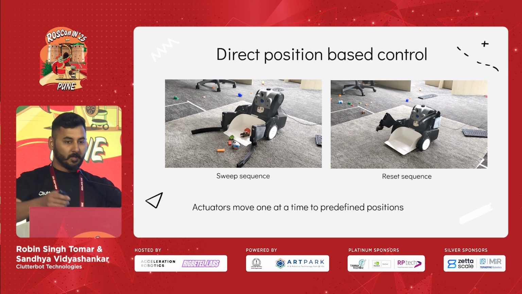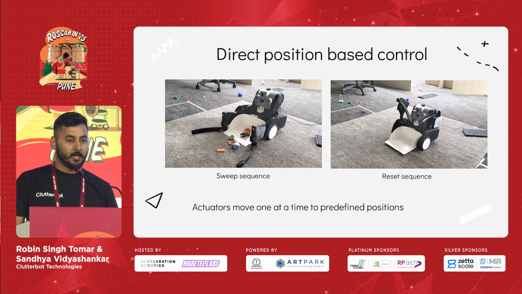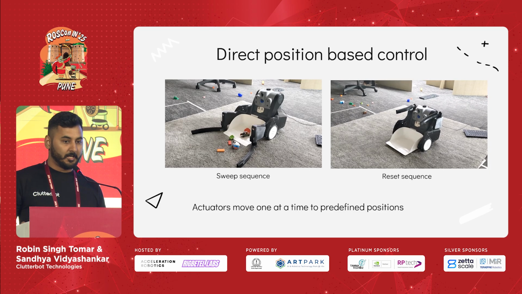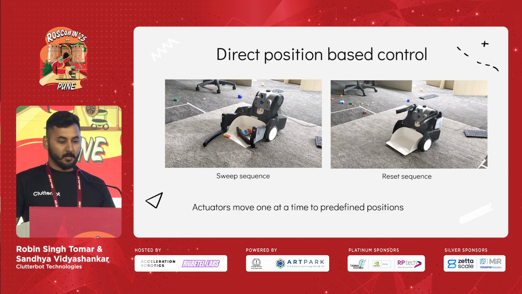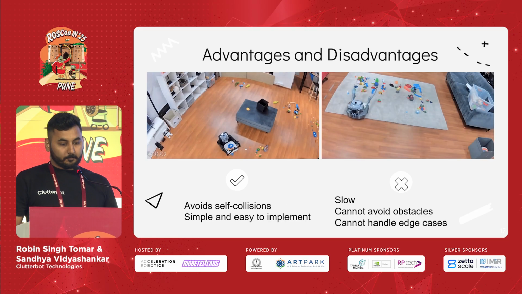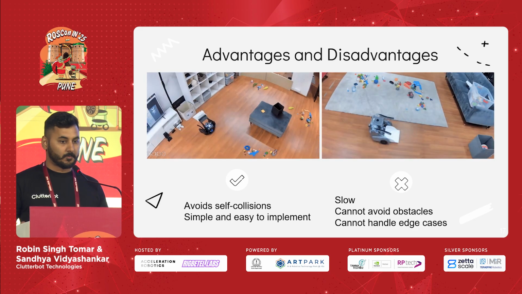Like if you want to do the sweep, you can come up with a sequence of target positions for each of those actuators, and you can command those actuators to go to those positions, and you will be able to do that sequence. As you can see, the motions are very discrete, and every actuator is going to a target position. And this is how it looks when you actually put the whole system into full autonomous mode.